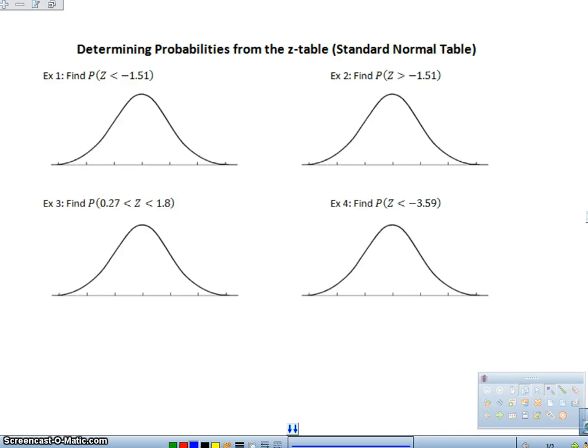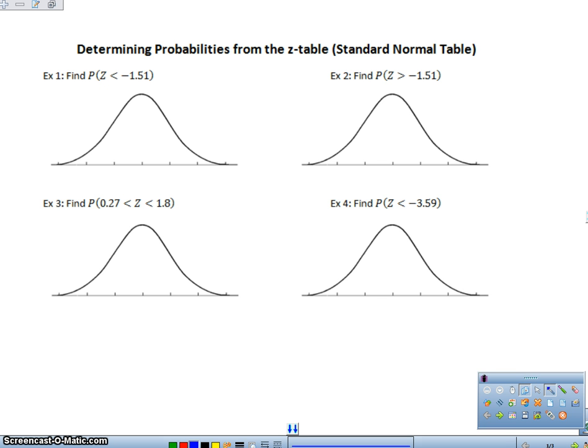Hey guys, Mr. Mises here, and what I want to do is show you how to determine probabilities from a z-table, or what's called a standard normal table, so that we can use our normal model to find probabilities and percentages.